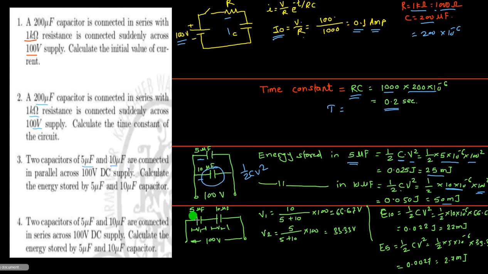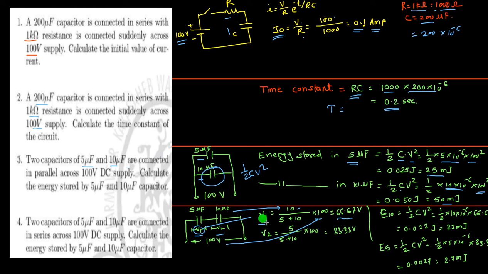When the same combination is connected in series, what is the energy stored? In this case we first have to determine the value of V1 and V2, the voltage across each capacitor. The voltage across the first capacitor is 10 divided by 5 plus 10. While calculating V1, take the 10 microfarad in the numerator. So 10 divided by 5 plus 10, into the total voltage of 100 volt, gives 66.67.